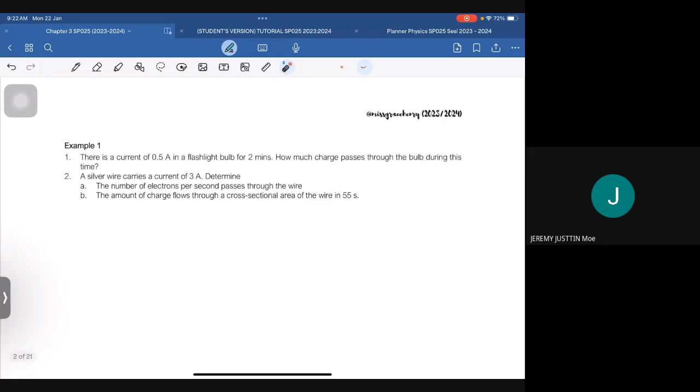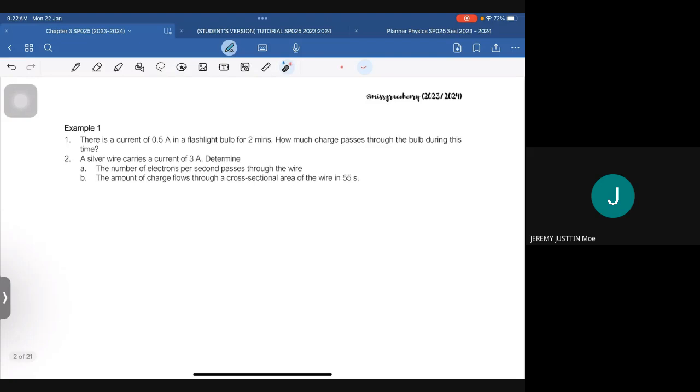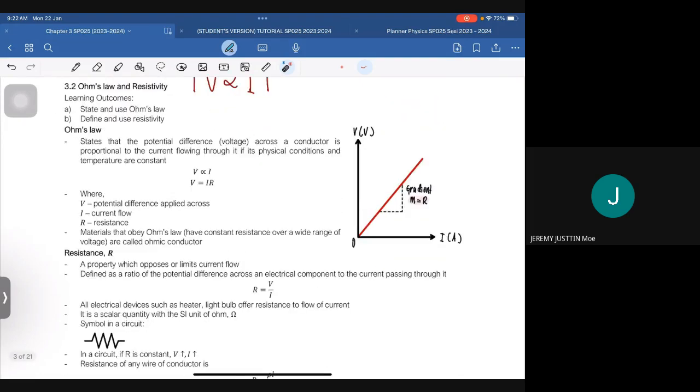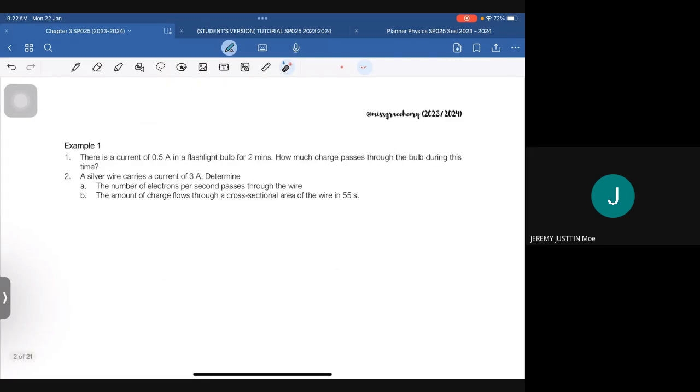Example 1 to be, yeah, the amount of charge. Q equal to IT. So, and then, tamis ka dalam video. Tidak, itu they just basically bagi kamu confusion.